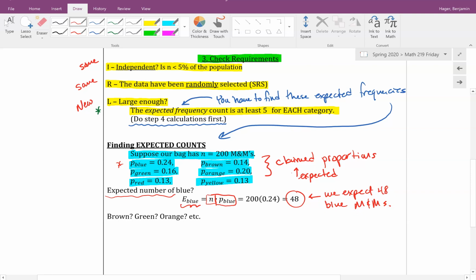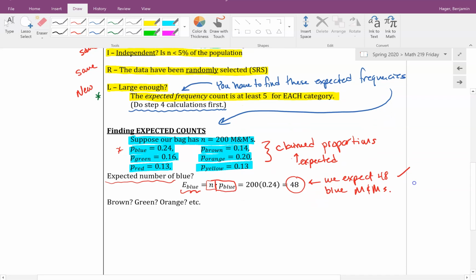Now, in order for the large enough requirement to be met, I need at least 5 of each color. So we've got enough blues, we're good there. But how about the rest of them? Let's start writing them out.